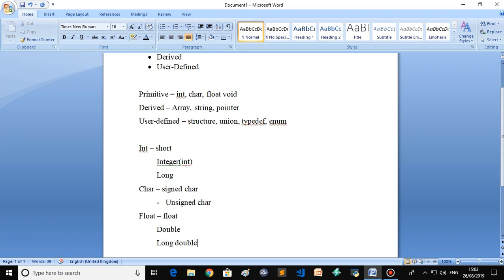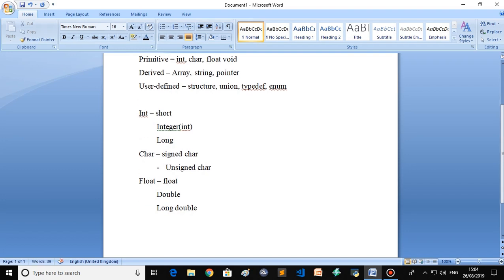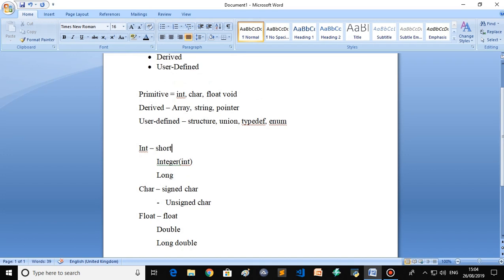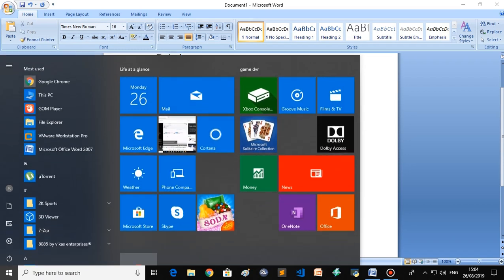Float can be classified into float, double, and long double. Basically, you know the usage of float. If you want to assign values in the decimal range, you generally use float. In the case of double, suppose the decimal range is much bigger, like after the decimal point there are 15 to 20 digits, then float will not work. In that case you have to use double, because double assigns larger decimal values, and long double is used to assign even more, a value which is more than double.